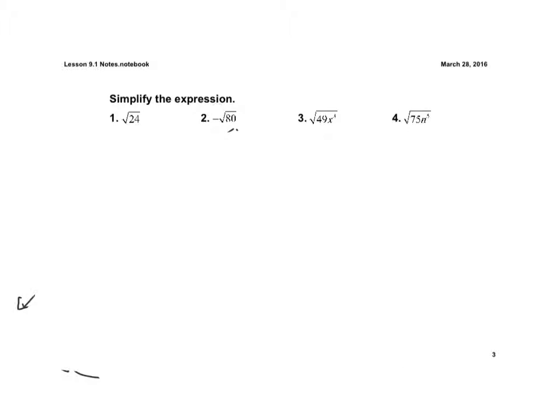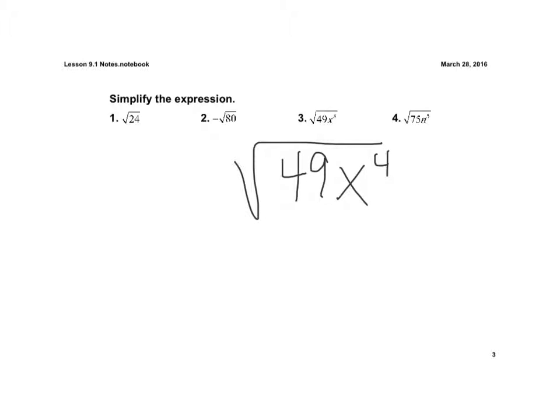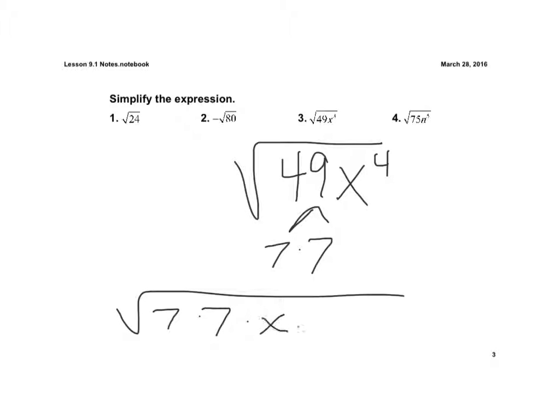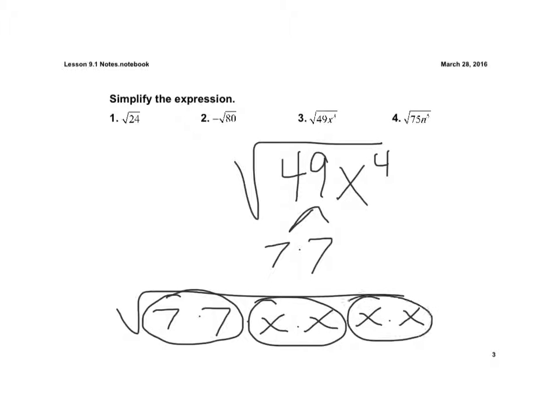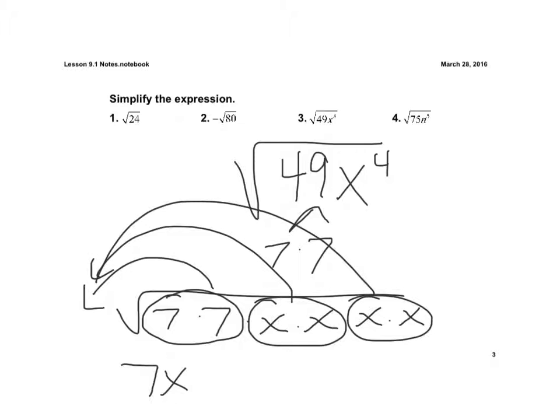Now we're going to look at a couple examples with variables. We look at this, the square root of 49 times x to the 4th. I'm going to do the factor tree, and 49 is 7 times 7. So I'm going to go 7 times 7, and then x times x times x times x, because x to the 4th means x is a factor 4 times. So there's a pair, and there's a pair. A 7 comes out, one x comes out, and another x comes out. There's nothing left underneath, so my final answer is 7x squared.